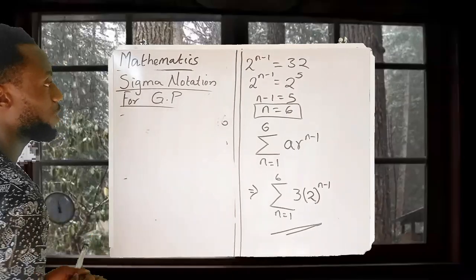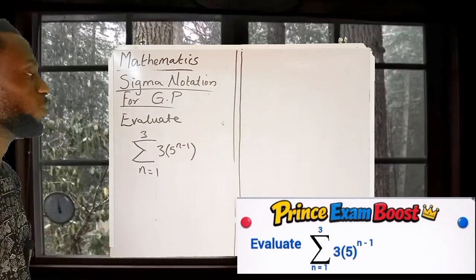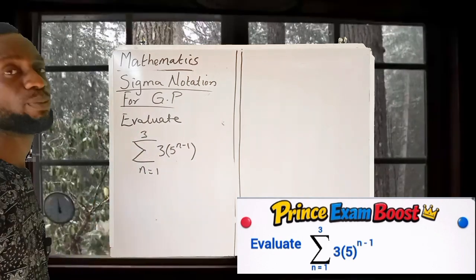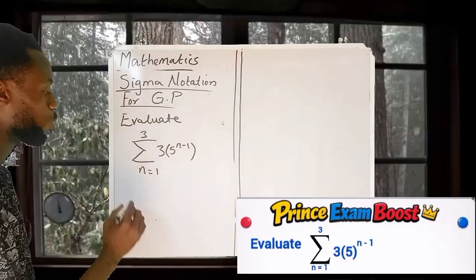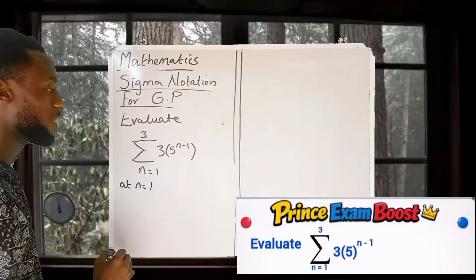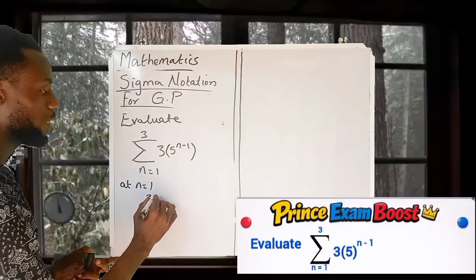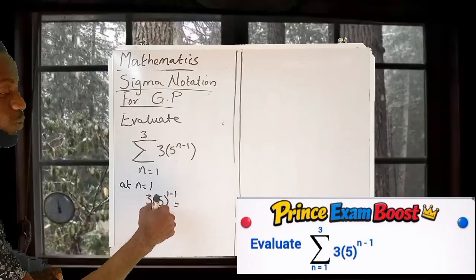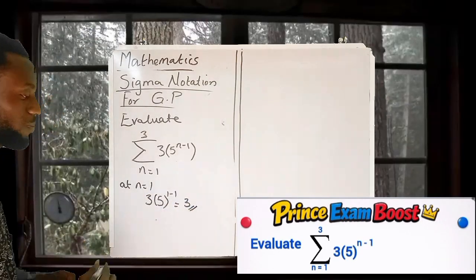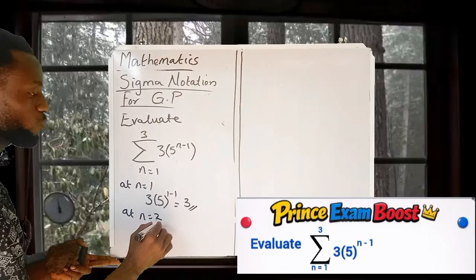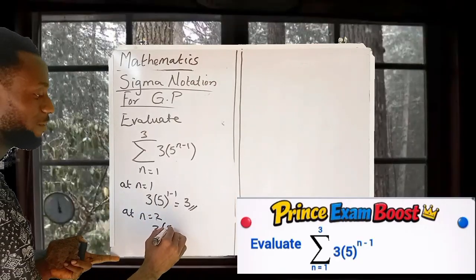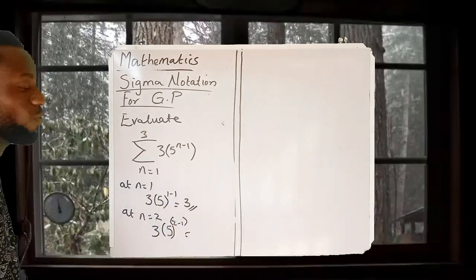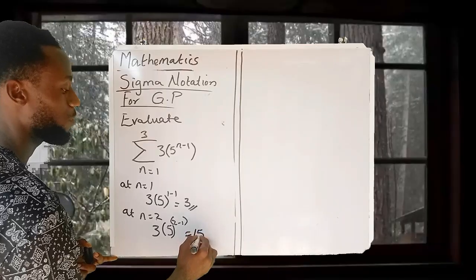You can be told to evaluate a sigma expression like 3 times 5 raised to the power n minus 1. So the values of n will range from 1 all the way to 3, and sigma notation means summation, so we'll add up everything at the end of the day. So all you have to do is start at n equal to 1. What are we going to have? We'll have 3 into 5 raised to the power 1 minus 1. So this becomes 5 raised to the power 0, which is 1. Everything comes out as 3. You go for when n equals 2. This becomes 3 into 5 raised to the power of 2 minus 1. 2 minus 1 is 1, and 5 raised to the power 1 is 5. So 3 times 5 then becomes 15.